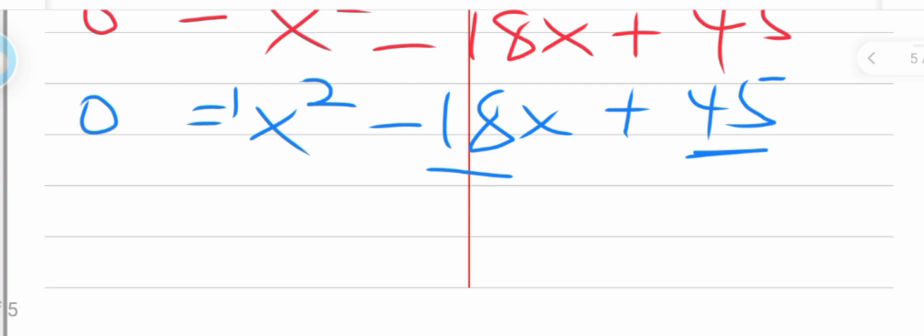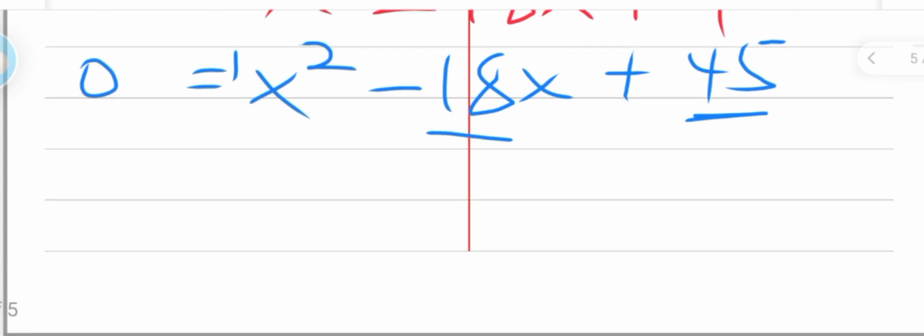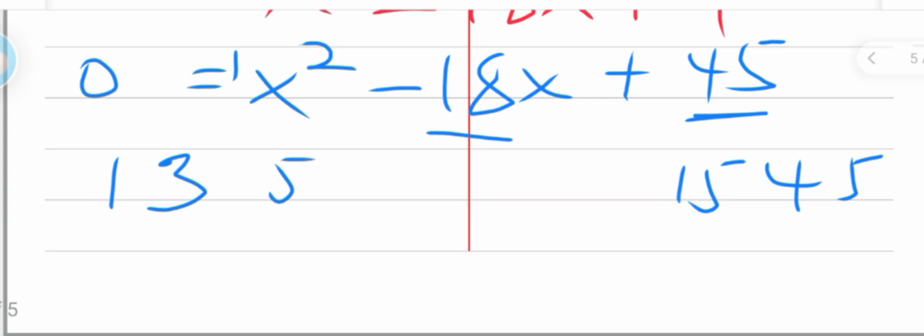So remember, what are the factors of 45? At least you have 1 multiplying 45 to give us 45. 2 cannot do that, but 3 can help us, 3 and 15. And then we have 5 and 9. Each of them can be plus or minus. So negative 1 and negative 45 will still give us positive 45. Negative 3 and negative 15 will still give us positive 45. Negative 5 and negative 9 will still give us 45.